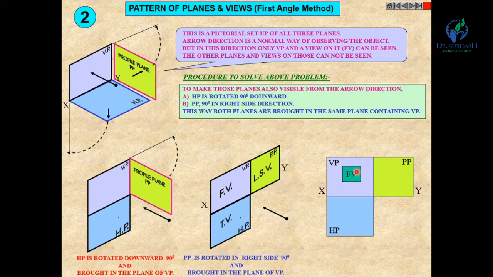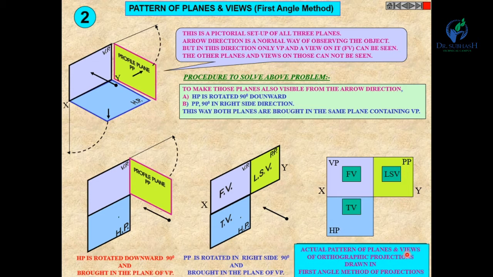Now this view is the front view, which is projected on VP, this is the top view, which is projected on HP, and this is the LHSV, the left hand side view, which is projected on the profile plane. So this is the actual pattern of planes and views of orthographic projections drawn in the first angle method of projections. In this first angle method, you can see the front view is above the XY line, the top view is below the XY line, and the left hand side view is to the right of the front view.